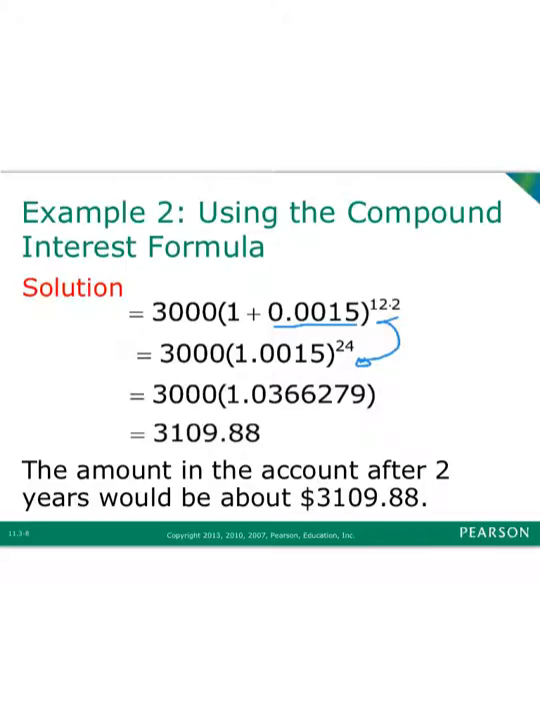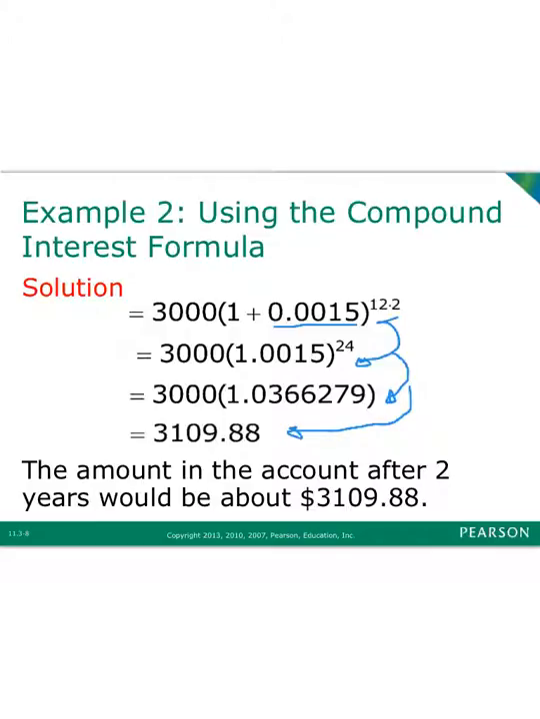And now we raise it to the 24th power, the 1 times the 24th power. So when we did that in our calculators, we got 1.0366279. Again, don't round yet, right? Now multiply it by 3,000, and you get this result. Now you can round to 2 decimal places. Why? Because we're in the cents.